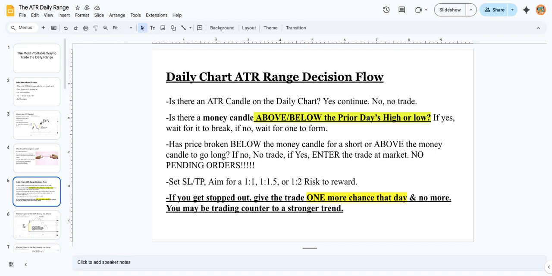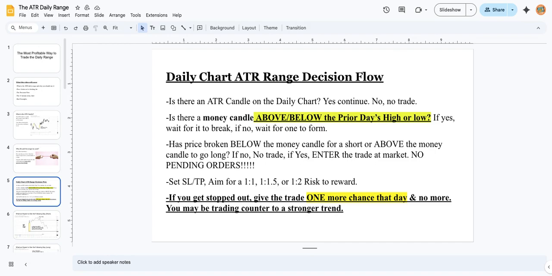Why? Because there are times where you'll see a money candle that has the high of the day, or what you think is the high of the day, and then price will go down below the money candle and then keep going up. And it's going to snatch your pending order and then put you in immediate drawdown. You have to wait for the candle to close. Okay, so once the candle closes above or below your money candle, that's when you enter the trade at market.